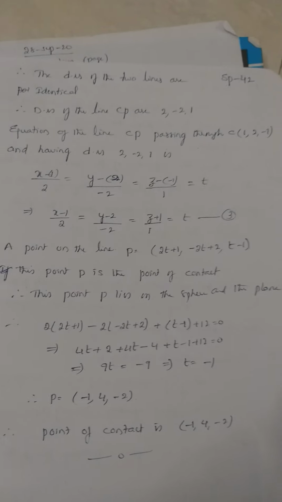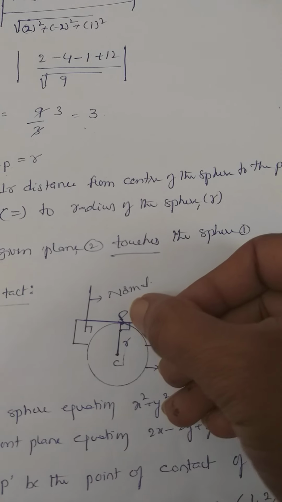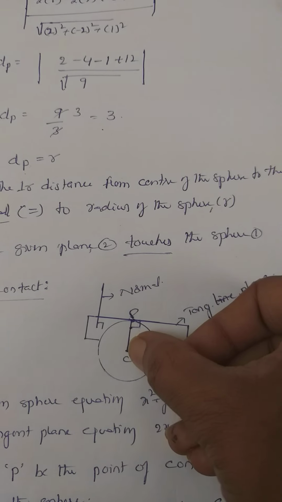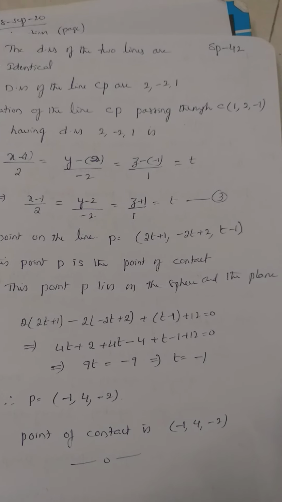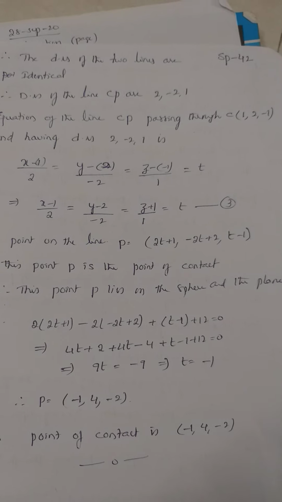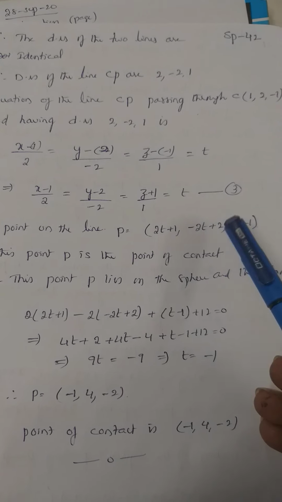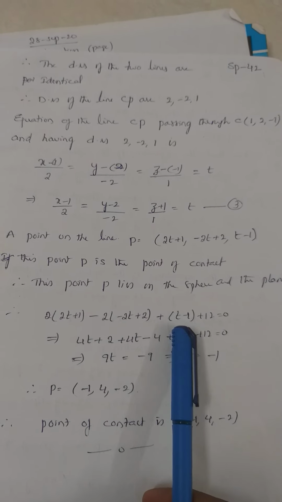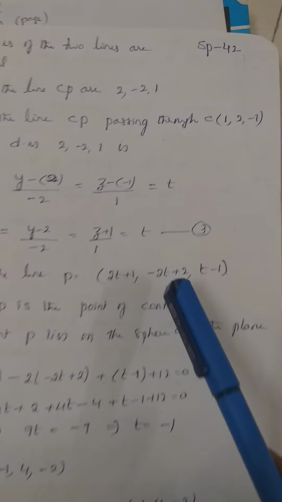Now if this point is the point of contact, from the figure see clearly, that means this point lies on the sphere, lies on the plane, and lies on the line CP, right? Now that point is a random point on the line, therefore this random point is the point of contact. That means it lies on the sphere as well as the plane. That's why we are substituting this point in the plane, in the place of x, in the place of y, in the place of z. Now I got t is equal to minus 1. Now substitute t is equal to minus 1 here.